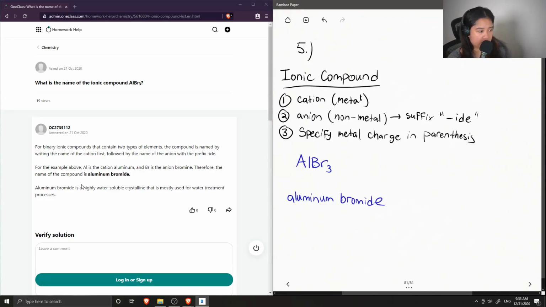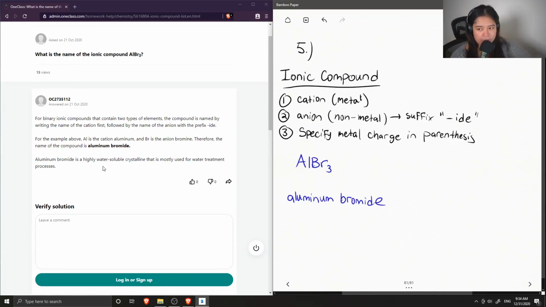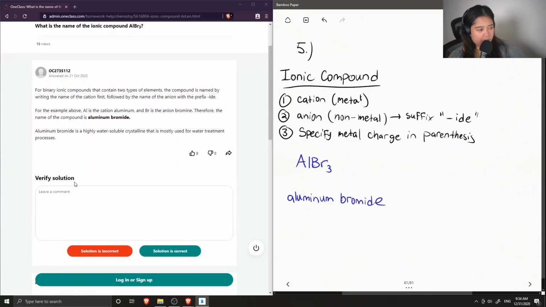So the junior tutor said that for binary ionic compounds that contain two types of elements, the compound is named by writing the name of the cation first, followed by the name of the anion with the suffix ide. For the example above, Al is the cation aluminum, Br is the anion bromine. Therefore, the name of the compound is aluminum bromide. Aluminum bromide is a highly water-soluble crystalline compound that is mostly used for water treatment processes.